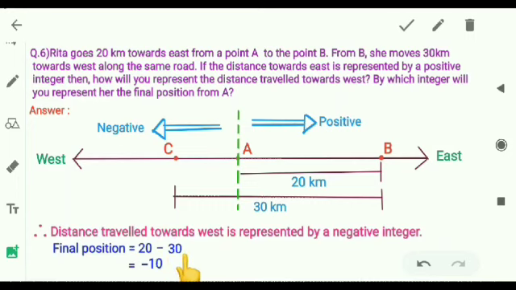But 30 is the greater number and the 30 has a negative sign. That's why the final answer is negative. That means the final answer is minus 10. So this is the answer of question number 6. You can also verify this because this is point A, and towards the left hand side of the real line, the integers are always negative. So that's why the answer is minus 10. So this is the answer of question number 6.